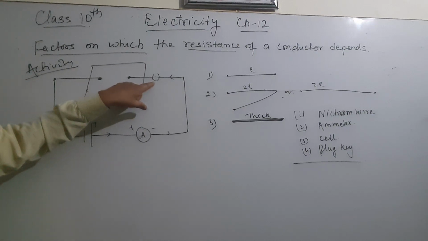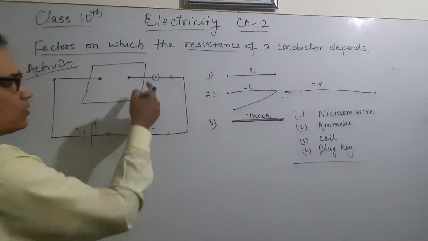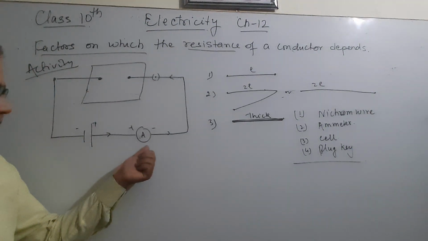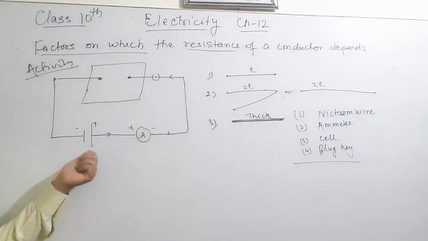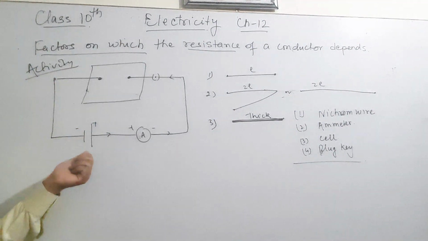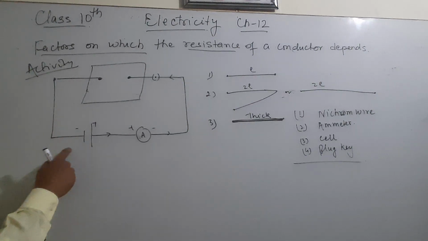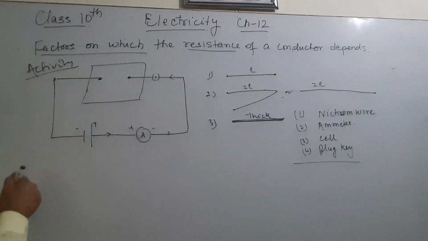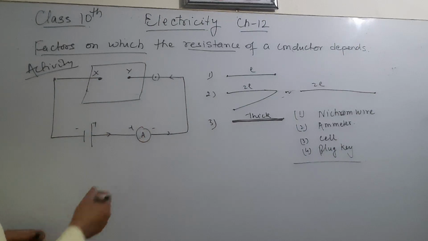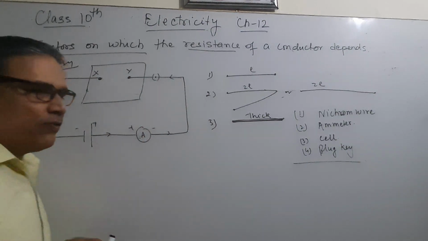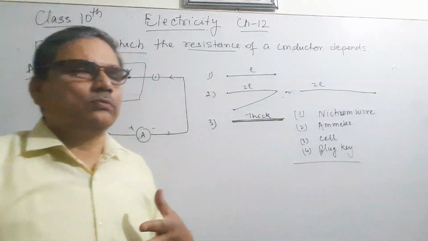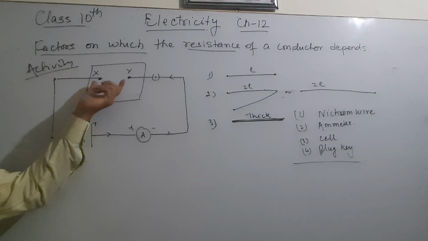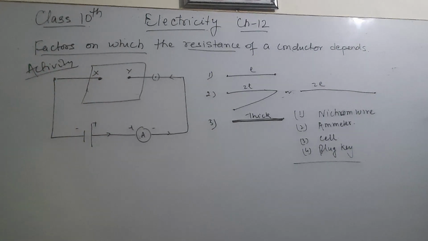This is a switch, and here the switch is open or closed. This is an ammeter connected in series, and this is a cell of any voltage, and these are connected with the help of a conductor, meaning wire. Here we have left a gap with two ends, one is X and the other is Y. Why have we left the gap? To identify on which factor the resistance will depend.